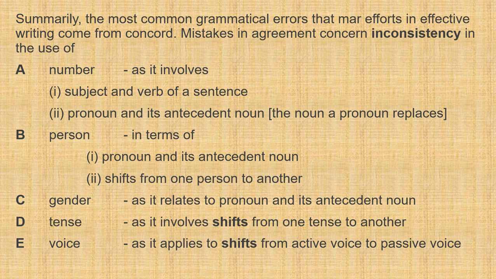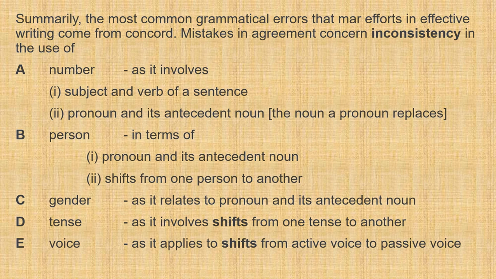So that's why you must be in good control of your sentences. And three, gender, as it relates to pronoun and its antecedent noun. We use the masculine for the feminine, you use the feminine for the masculine, and the tense, the present for the past, past for present, and so on, as it involves shifts from one tense to another. And lastly, voice, whether active or passive, as it applies to shifts from active voice to passive voice. We have to be very careful and take all this, and these are what we have looked at today.